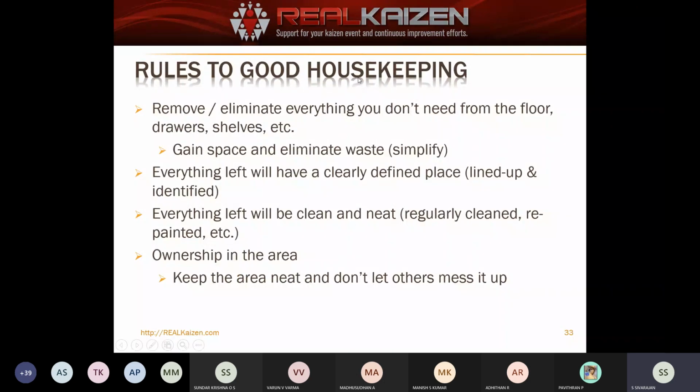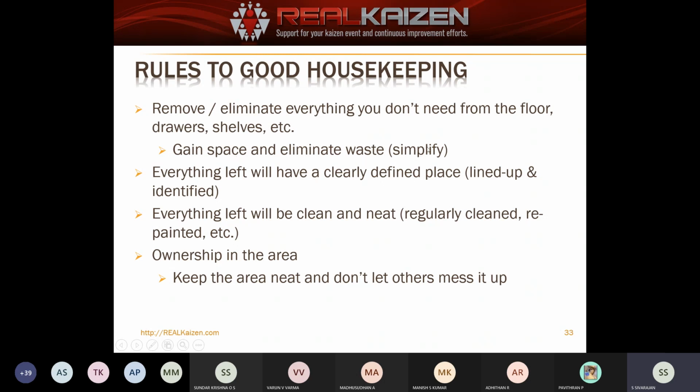So what are the rules of good housekeeping? Remove, eliminate everything you don't need from the floor. That is very important. Not only for industry, everywhere. Even on my laptop, yesterday I did a lot of work. Many of my files are lying on the desktop, and you know very well, if you keep something on the desktop and the computer crashes, all the files will be deleted. So better to keep it in some drive. We have to remove and eliminate what is unnecessary, so that you gain space and eliminate the waste.